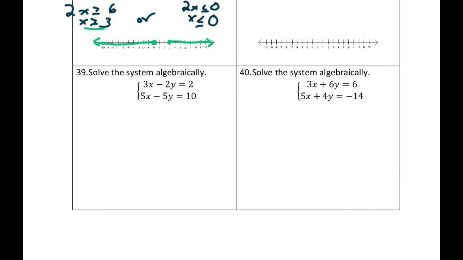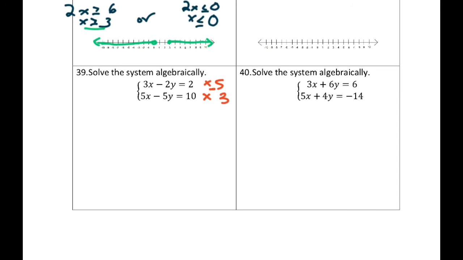Solve this algebraically. You can use substitution or elimination. I'm going to use elimination. So I'm going to try and eliminate the x's first. I'm going to try and make the x's both 15. To do that, I need to multiply the first equation by 5 and the second equation by 3. I also need one of them to be a negative. So right now they'd both be a positive 15. So I'm going to make the top equation a -5.